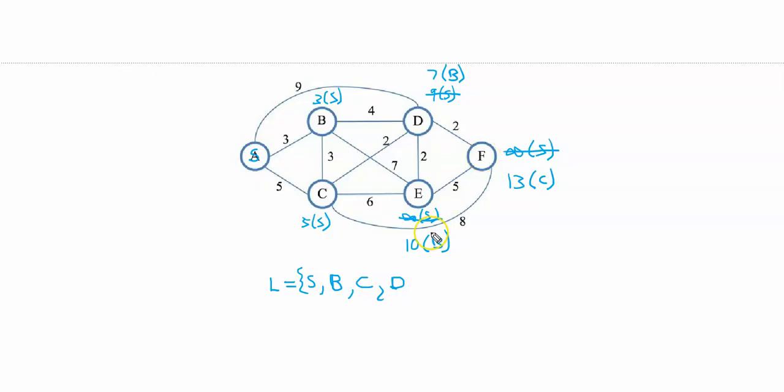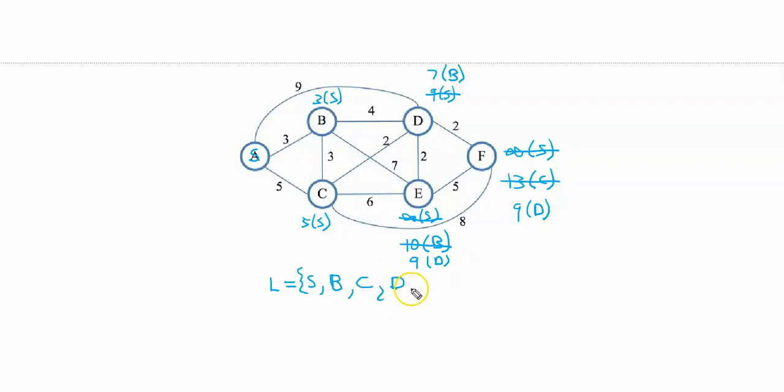Now we update any vertices that are adjacent to D, update their labels. E is adjacent to D. If I go 7 plus 2, that's 9. That is smaller than 10, so I'm going to update this with a 9D. F is adjacent to D. 7 plus 2 is 9, and that is smaller than 13, so I'm going to update this with a 9D. And there we go. We've updated all the vertices that are adjacent to D and not in L.